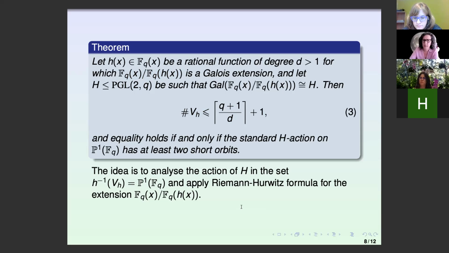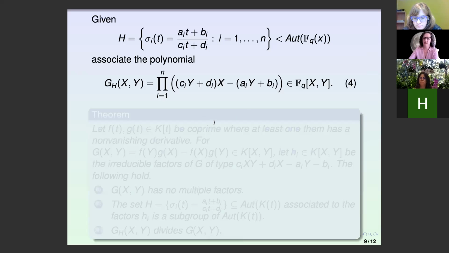I want to say something about the curve C_H in general first. Given H a subgroup of PGL_2(q) of this shape, we can associate the following polynomial in 2 variables. I use the denominator here, and the numerator appears here. So given a subgroup, I have this algebraic curve.